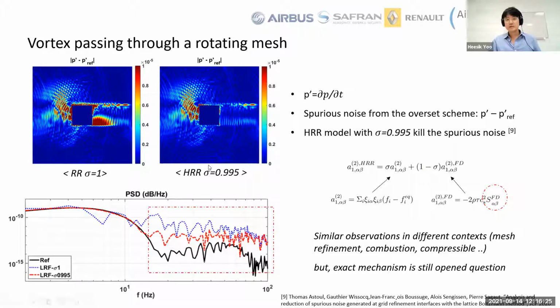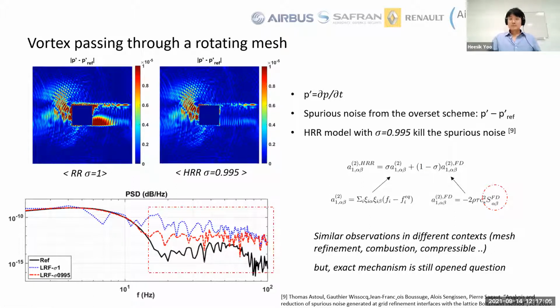And just as a reminder, sigma here means how to define the second order tensor. In the HRR model, we reconstruct the non-equilibrium part from the second order moment. To define the second order moment, we can use the standard second order moment computed from Hermite polynomials, but we can also add some portion of the second order moment computed from finite difference of shear stress. So when we slightly reduce the portion of the finite difference part, it works like adding artificial viscosity.